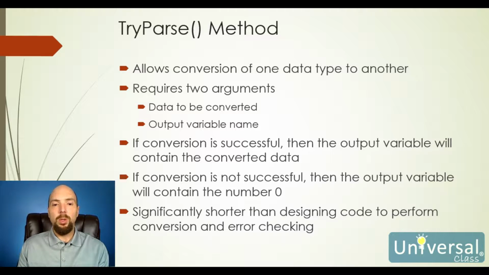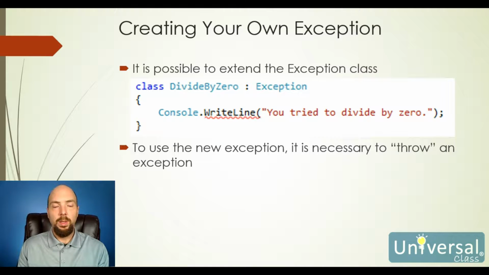Well, instead of doing a convert to, if I do the TryParse and I try to convert Bob, what it will do is it will try to convert it. If it's successful, it actually does the conversion. If not, it returns a value of 0. What this does is it significantly shortens the code that we need to perform our conversion and check for errors at the same time.